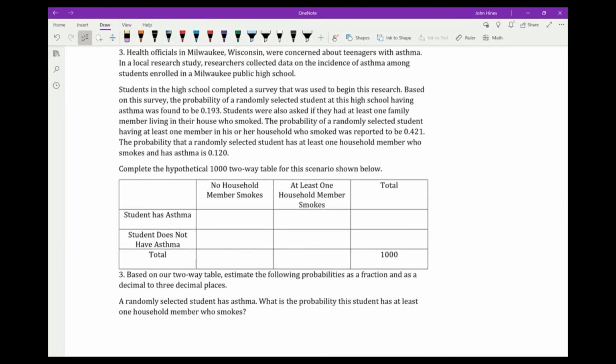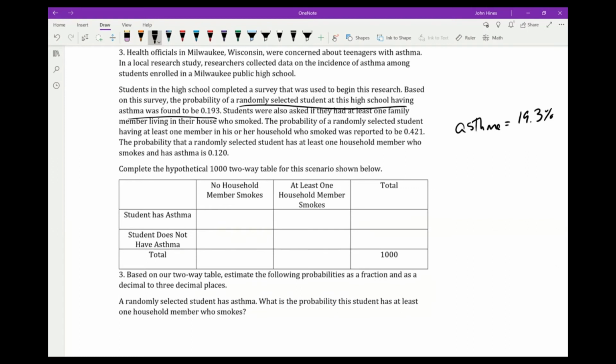So health officials in Milwaukee, Wisconsin were concerned about teenagers with asthma. There's too many words, unfortunately, to read here. In a local research study, researchers collected data. Students in high school completed a survey that was used to begin this research. Based on this survey, the probability of a randomly selected student having asthma was 0.193. So having asthma happens about 19.3% of the time.